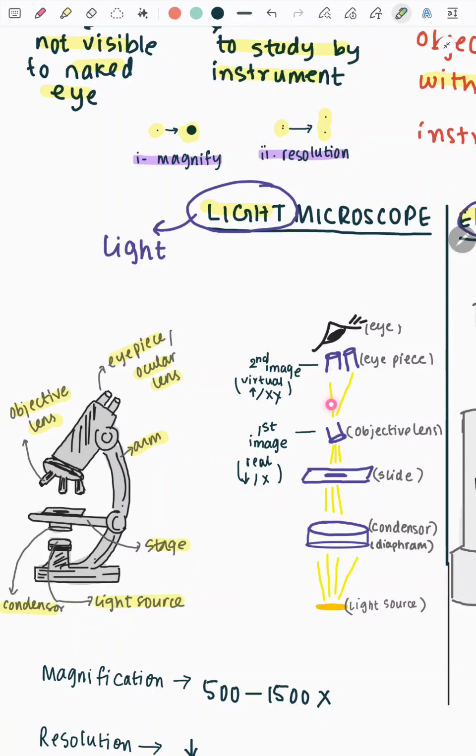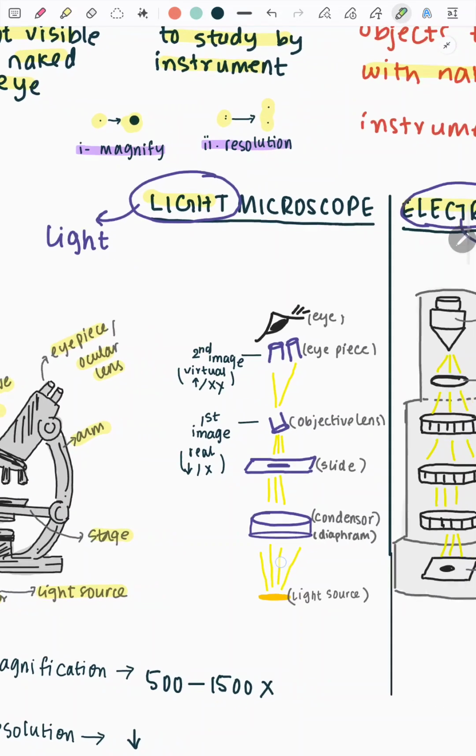Next, the objective lens transmits these rays to the eyepiece. This is where the second image is formed. It is a virtual upright image with a very large magnification. It's just like the image formation in our eyes and brain. The first image is formed on the retina and is inverted, and the second image is formed in the brain and is upright.